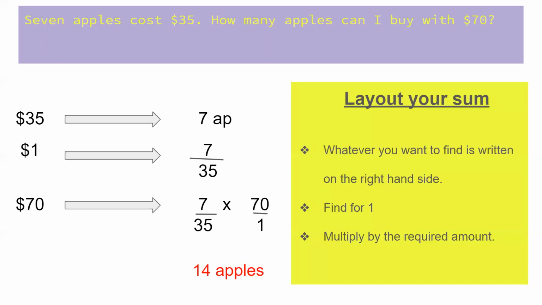Next, as always, we determine the cost of 1 apple. And finally, we multiply by 70. Now, the only time that you start working out the sum is at the last line. You must know how to reduce fractions. For instance, in this example, I can reduce 7 over 35, or I can reduce 35 and 70 with a common factor, which is 5. Try it both ways and you can see which is better for you.